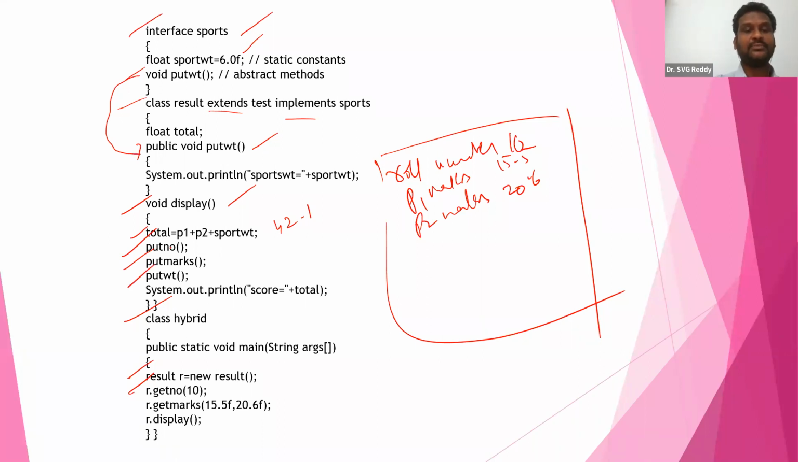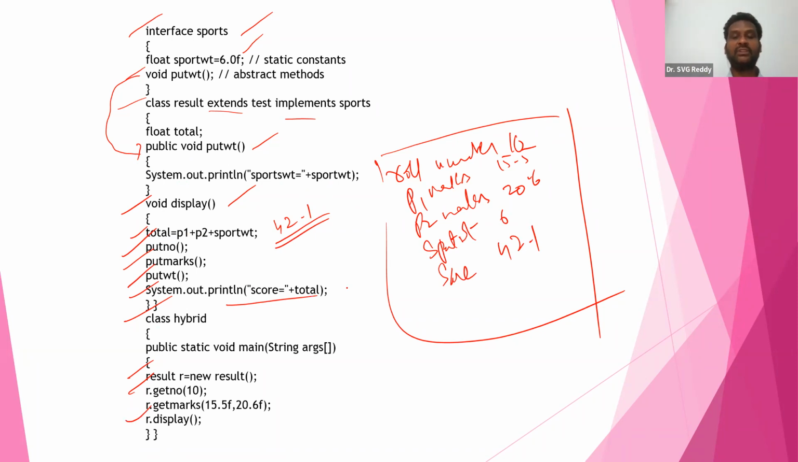What is putWeight here? Put weight is of Sports, it's printing sport weight. Sport weight is how much? 6. Okay. And then lastly, it's printing score, which is the total. What is total? We got it as 42.1. Score is 42.1. So this should be the output there. After display is called, everything is printed like this on the monitor, and it will come out of the program. So let's check whether the output is what we expect.